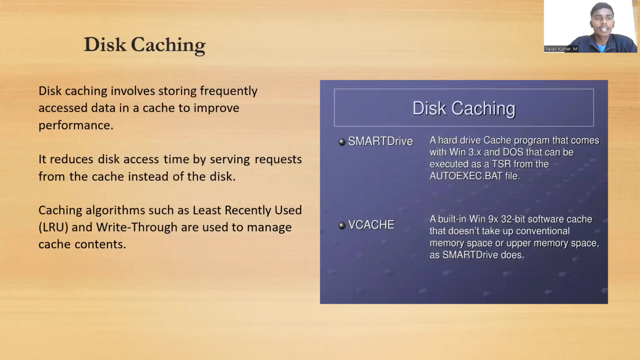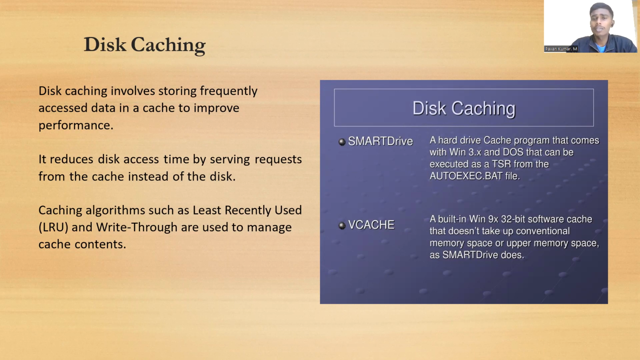Disk caching. Disk caching involves storing frequently accessed data in a cache to improve performance. It reduces disk access time by serving requests from the cache instead of the disk. Caching algorithms such as least recently used LRU and write through are used to manage cache contents.